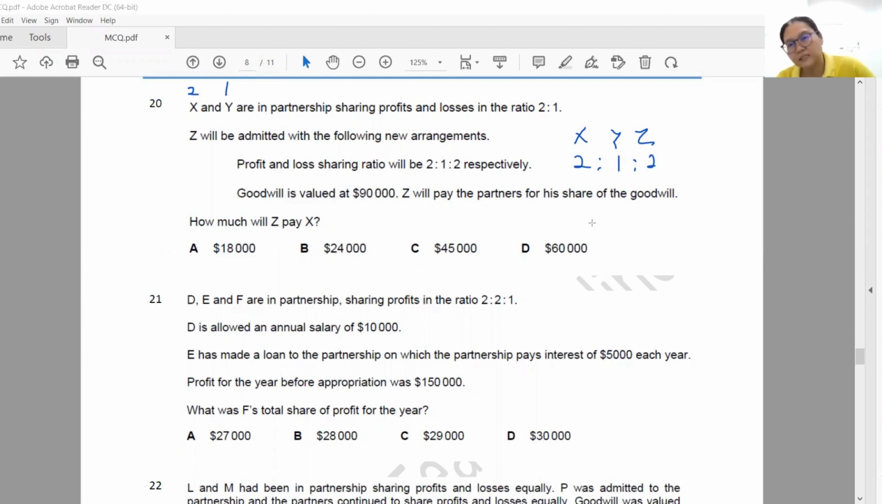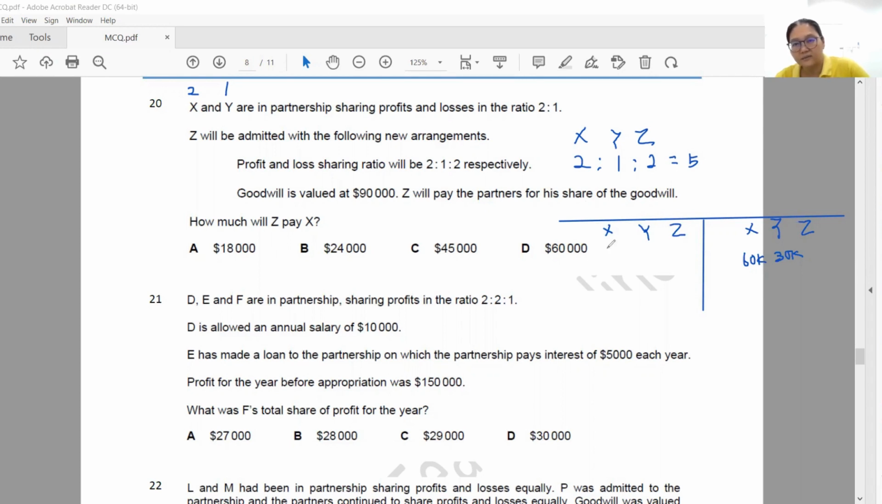So if you open the T account, in terms of the goodwill created, goodwill is 90. Sharing 2 to 1, so 90 divided by 3 times 2, you get 60, and here is 30. Whereas when it's written off, the total ratio is 5, so we get 90 divided by 5.